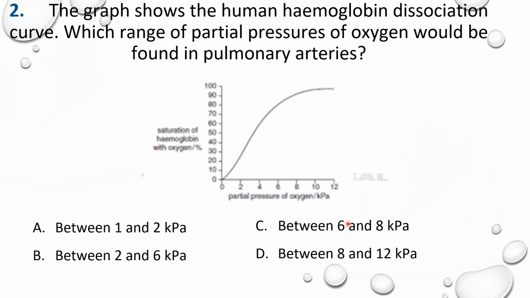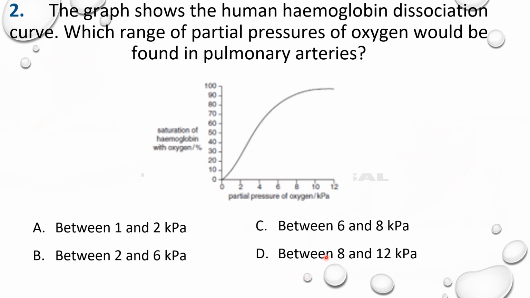C says between 6 and 8 kilopascal. If you look at percentage saturation, 6 and 8. Okay, so you see that for 6, take it up here, that's about 70 percent. Okay, 8 is about 90. Now that cannot be the answer because the blood is deoxygenated. They can't have that kind of amount of oxygen in it.